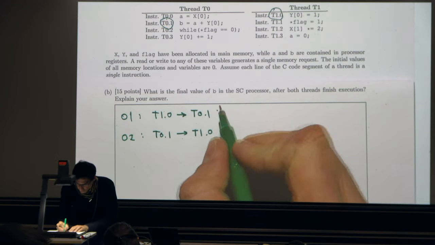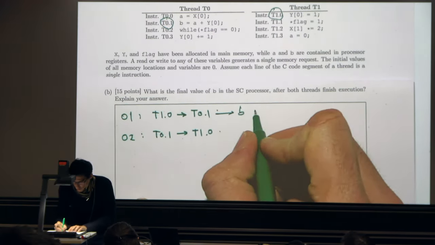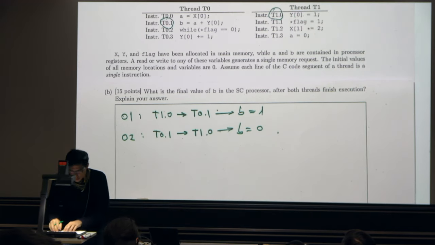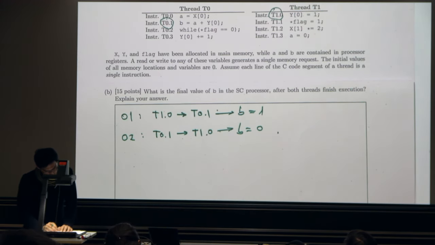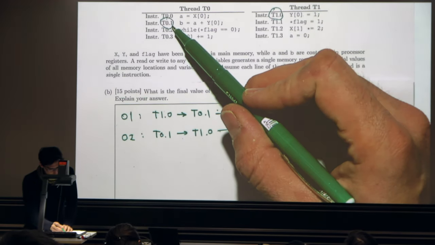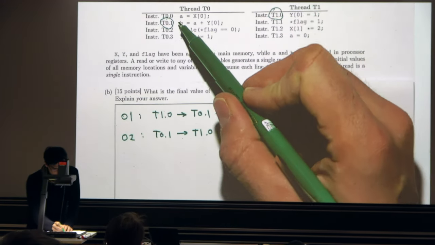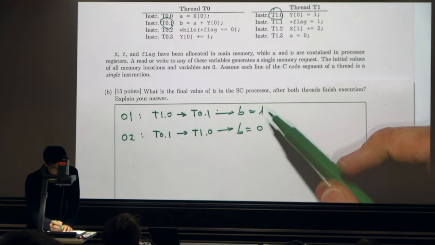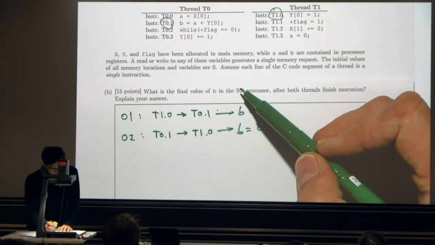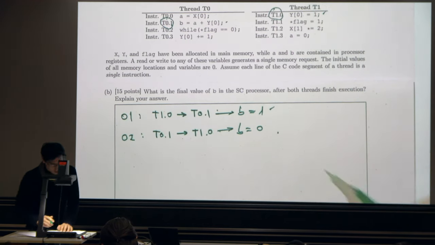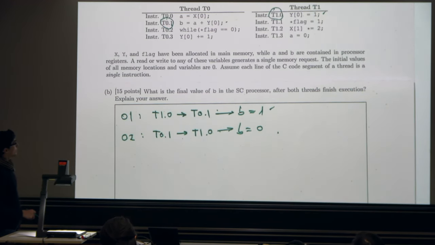And if you check by yourself, in this case, the final value of B is going to be 1, and in this case, the final value of B is going to be 0, right? So if this one is executed before this one, Y0 will be 0 in the execution of this instruction, right? And that's why B is finally 0. But if this was updated before, then what we will have in B is 1, which is what happens if the sequentially consistent ordering that finally happens is O1.